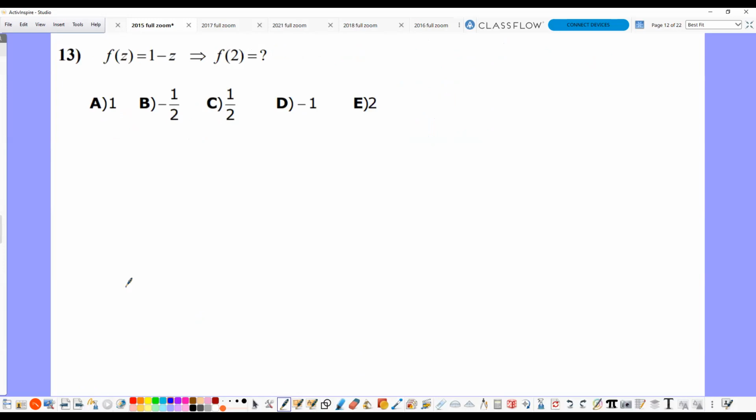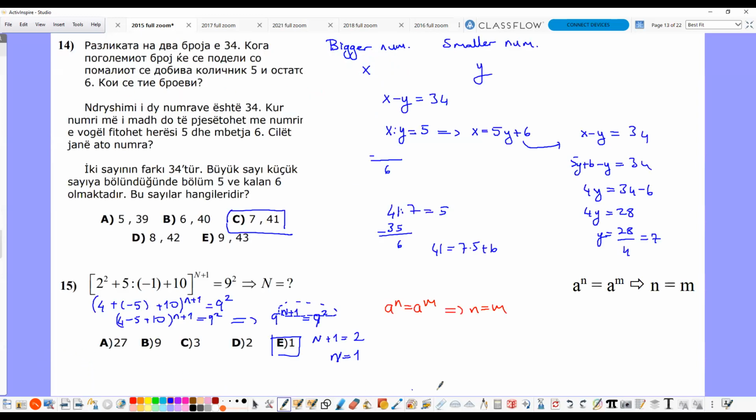Okay, this is a function question. In a function, we are replacing the values by the given values. In this question, it is given 2. So if you write 2 here, you have to write 2 here also, which means f(2) is equal to 1 minus 2, which is equal to minus 1. So the answer is D. This question from Thursday I have solved, so I left it like that.